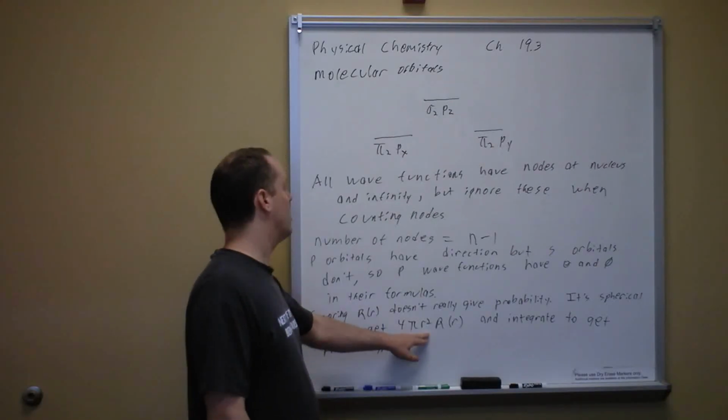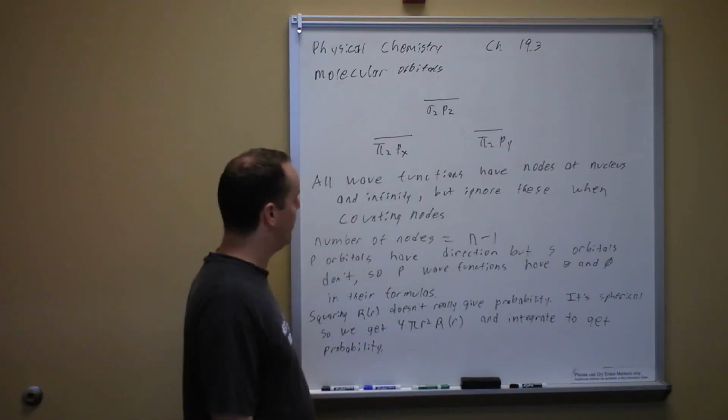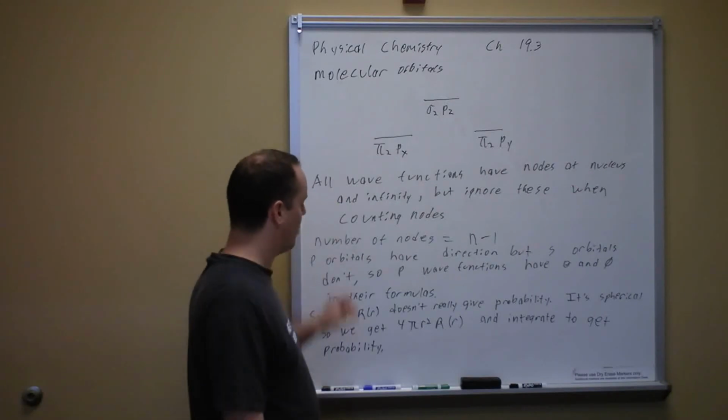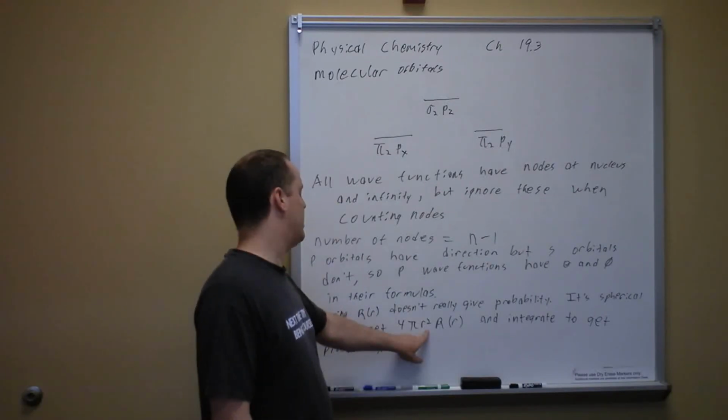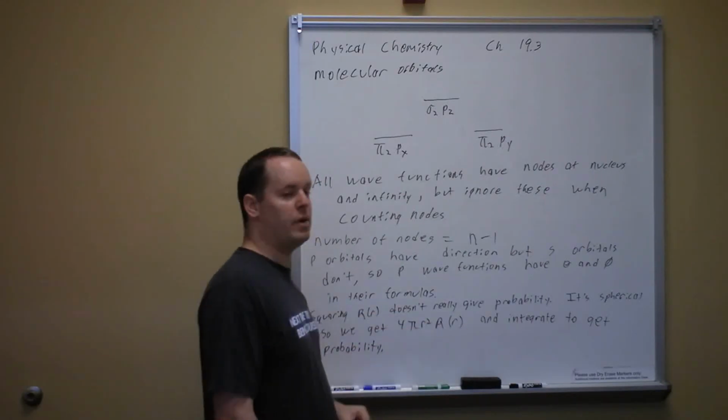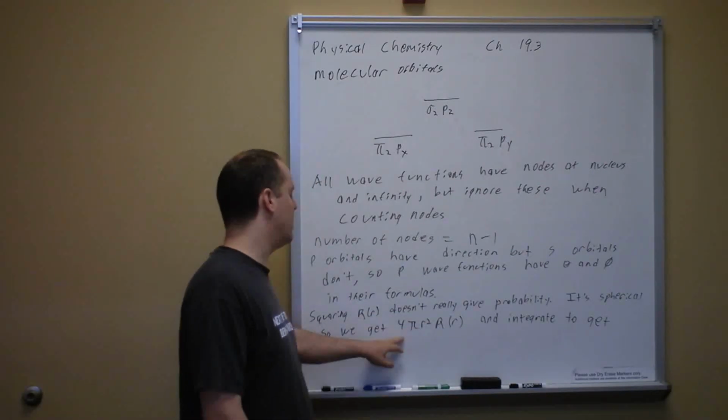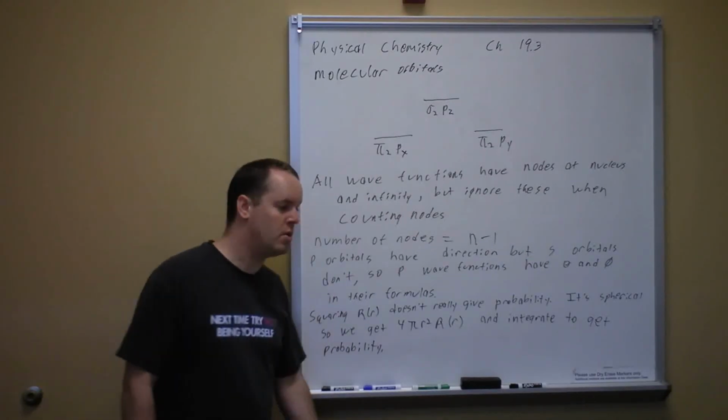So the important thing is that even though the graph I showed you on the previous slide started out at the nucleus, you multiply by this r squared, and at the nucleus r equals 0. So the probability is going to be equal to 0. What that means is you're not going to find the electron in the nucleus of an atom.